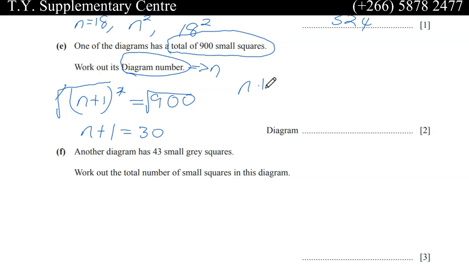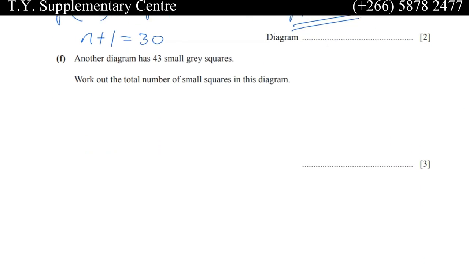So say n plus 1 minus 1 is equal to 30 minus 1. So this will give 0. So we'll have n is equal to 30 minus 1, that's 29. That means the diagram number which has a total of 900 small squares is diagram number 29.